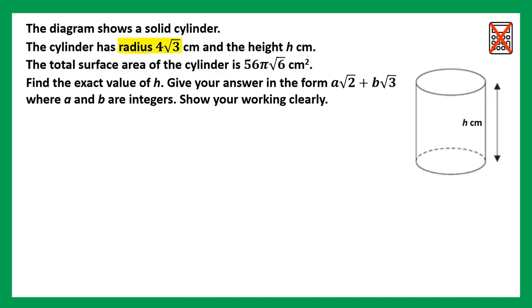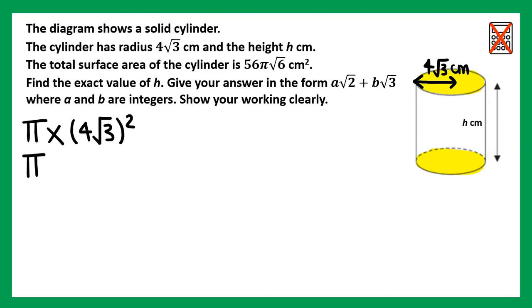They have told us that the cylinder has a radius of 4 root 3, so I'll just label this onto my diagram. This provides me with enough information to work out the area of the circles at the top and bottom, since all I need is the radius. So pi times the radius squared, and the radius is given as 4 root 3.